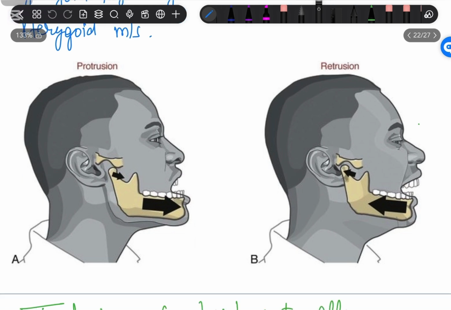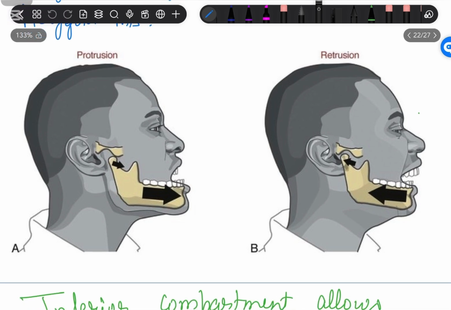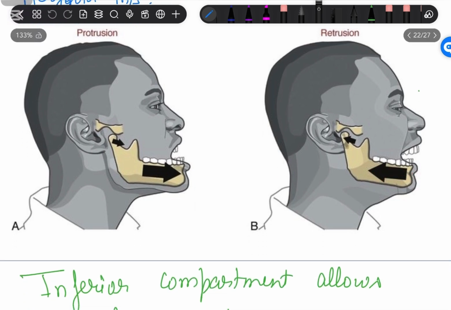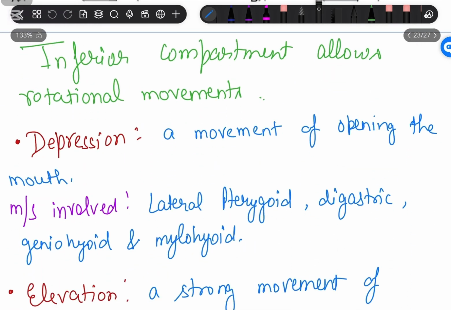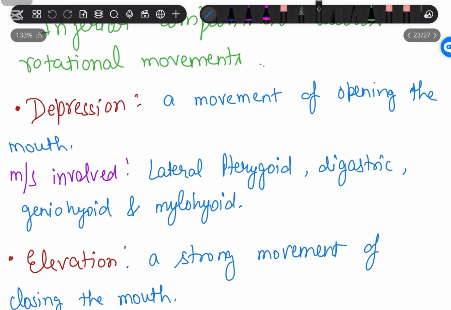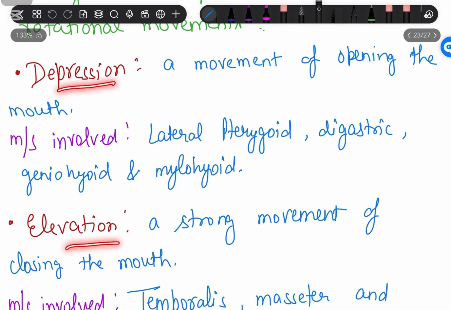In this diagram, you can see how protrusion occurs. The mandible is moving forward. And in retrusion, or we can say retraction, the mandible comes inward in this movement. So these are protrusion and retraction. Now we have the inferior compartment, which allows rotational movements. These are depression and elevation.